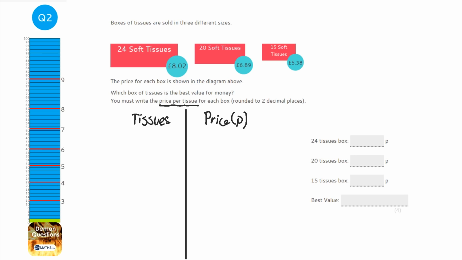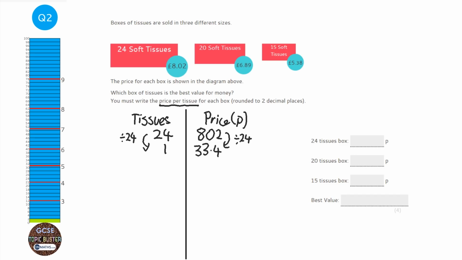So we're going to start off with the box of 24, and it costs 802 pence. Now to get 1 tissue, I'm going to divide both sides by 24. So if I divide both sides by 24, I get 1 tissue. So I do 802 divided by 24, and I get 33.416 recurring. Okay, let's try the next one. So that's 1 done. In fact, if I draw a line, then I can show that I've done that.